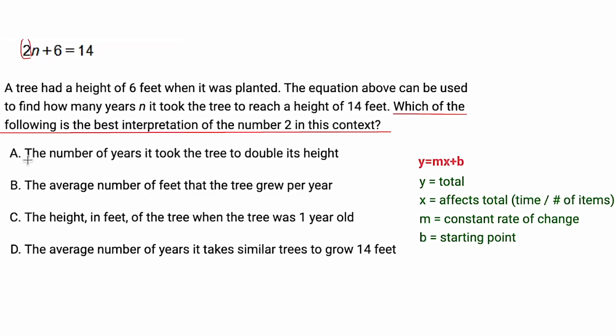A says the number of years it took. So a number of years is not a constant rate of change. So A is out. B says the average number of feet that the tree grew per year. So that is a constant rate of change. Probably our answer. The height in feet, height is going to be a specific number. Again, not a rate. The average number of years it takes similar trees to grow? No. So the only rate of change is B. So without even really reading the question, we know our answer is B.